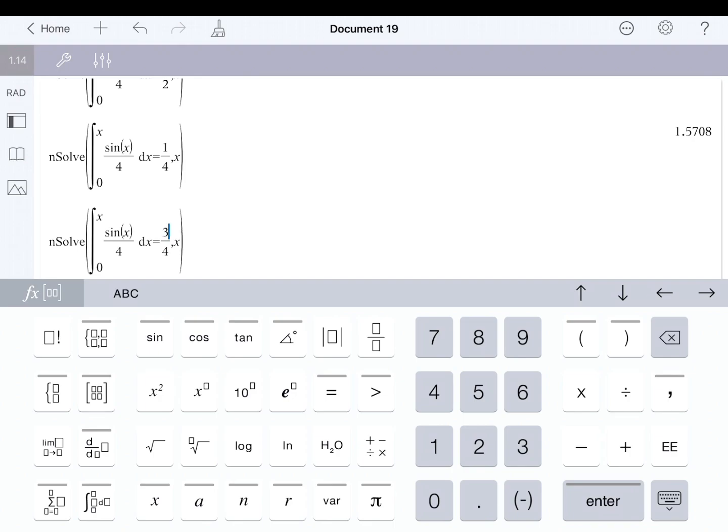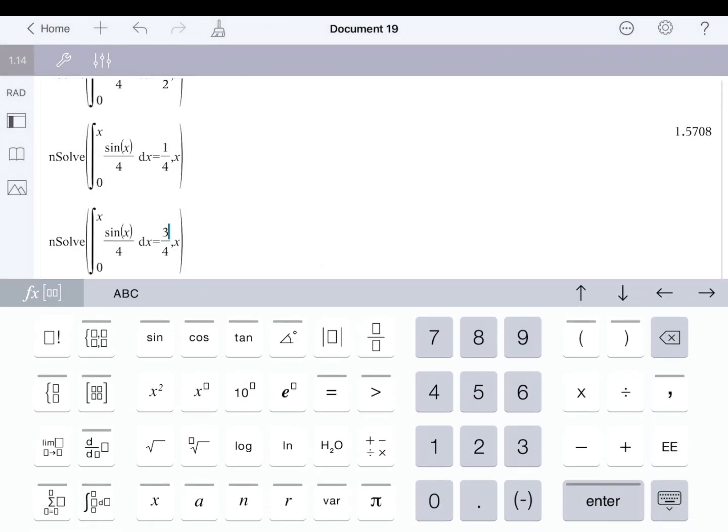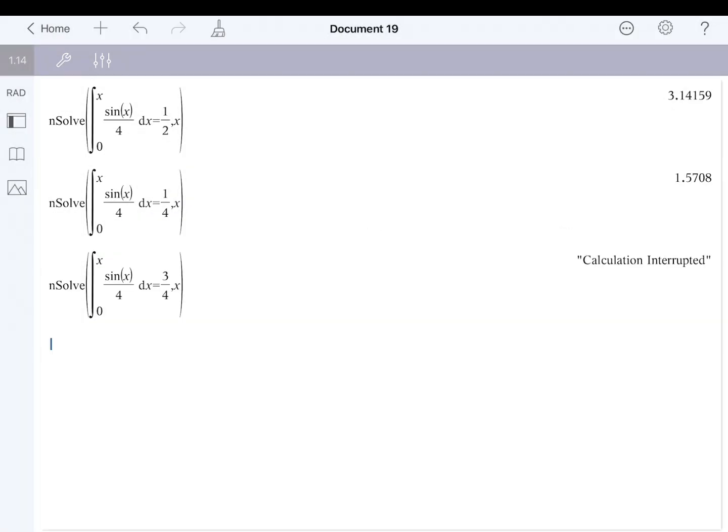I press enter, but it's lagging. Long calculation, cancel calculation. Ha ha ha. Okay, whatever, I'm sure it's going to work.